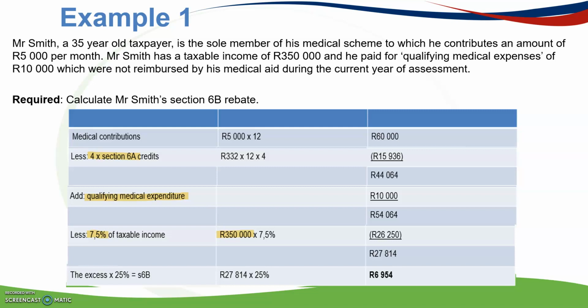The next thing then, or the last step, would be to take the excess of what you have calculated here, that's 27,814, and multiply it by 25%. So these are the steps that you should use when calculating the 6B rebate for a taxpayer that is younger than 35 and does not have a disability.